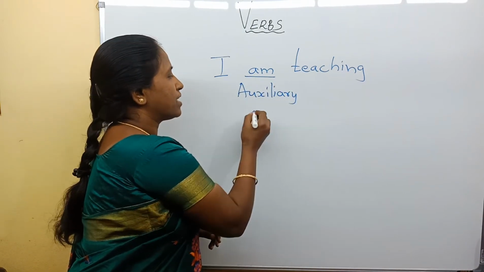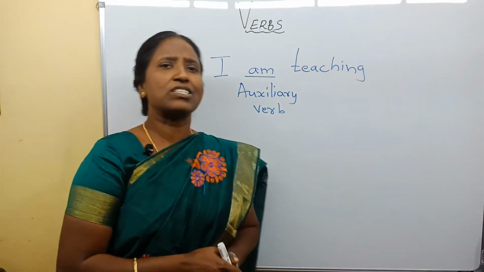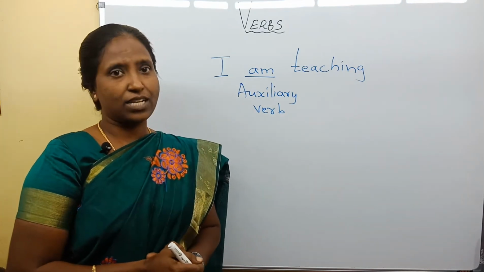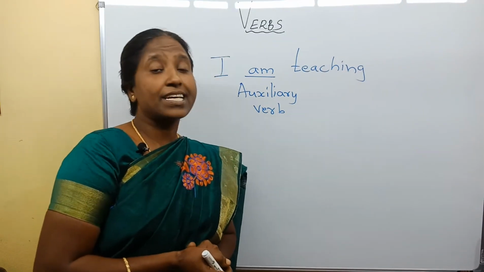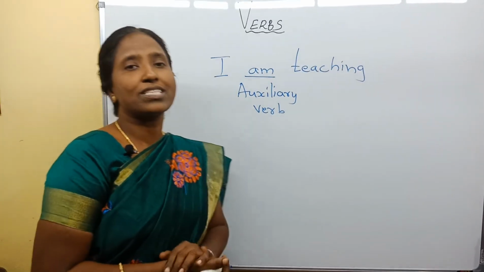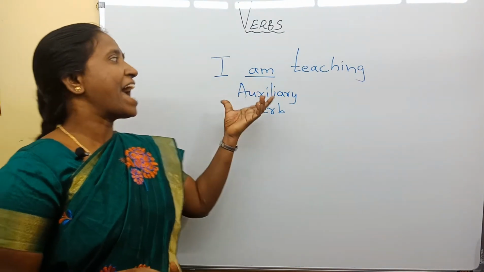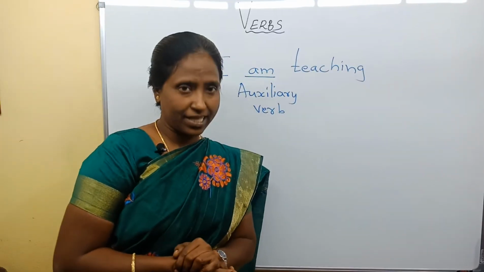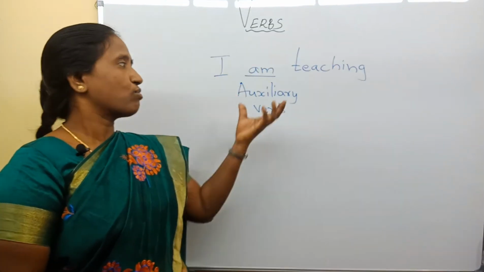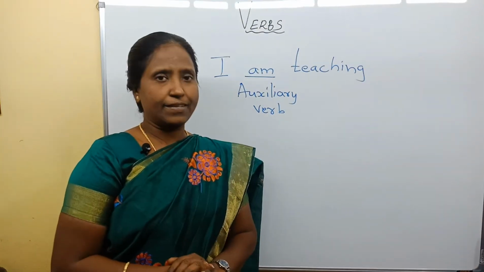Auxiliary verb is otherwise called a helping verb. And the action of this auxiliary verb is that it tells about the tense in which it is happening. Tense means time. When the action is happening, this auxiliary verb gives us an idea. So, I am teaching. Am is present tense. That means now it is happening. So the auxiliary verb is the one which tells about the tense, right?